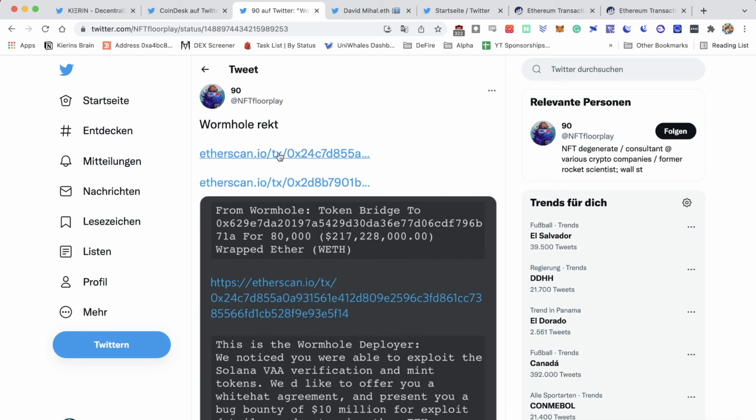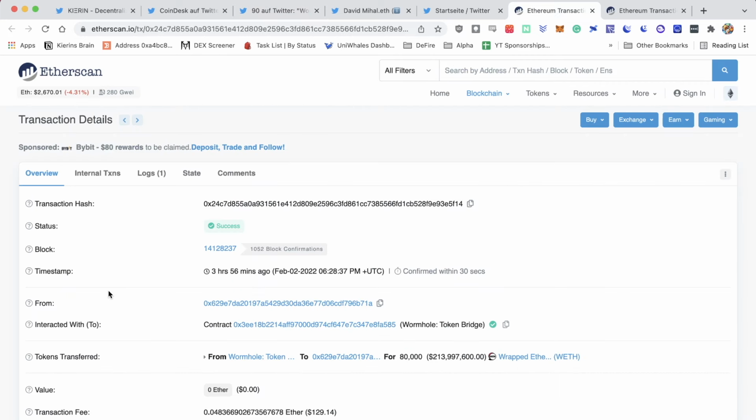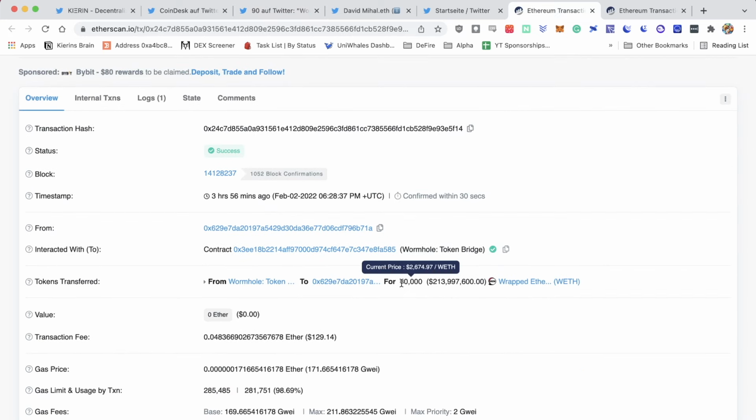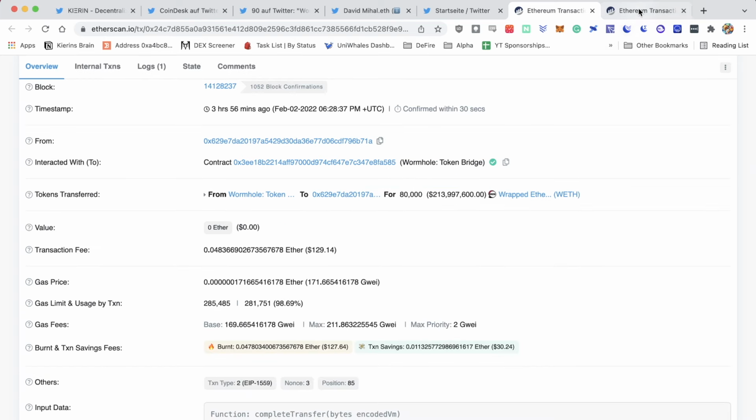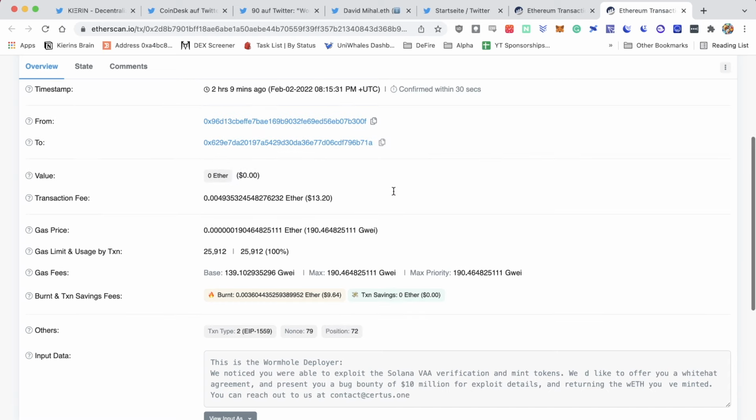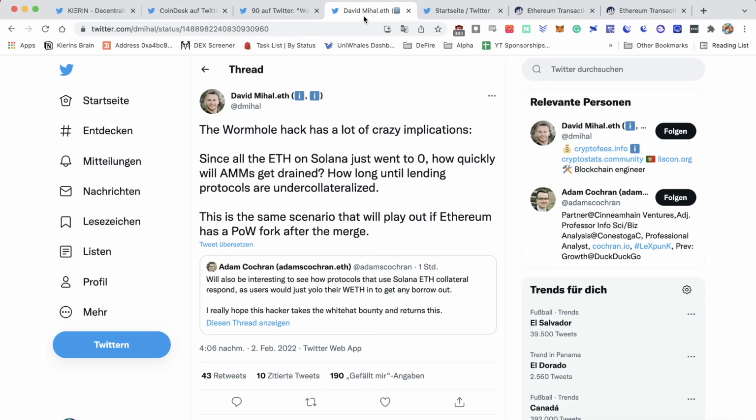If you actually want to look at the Etherscan transactions, I'll post them in the link in the description below. So here you can see another Etherscan transaction with 80,000 ETH, $230 million, and here is the Etherscan transaction from the Wormhole team.